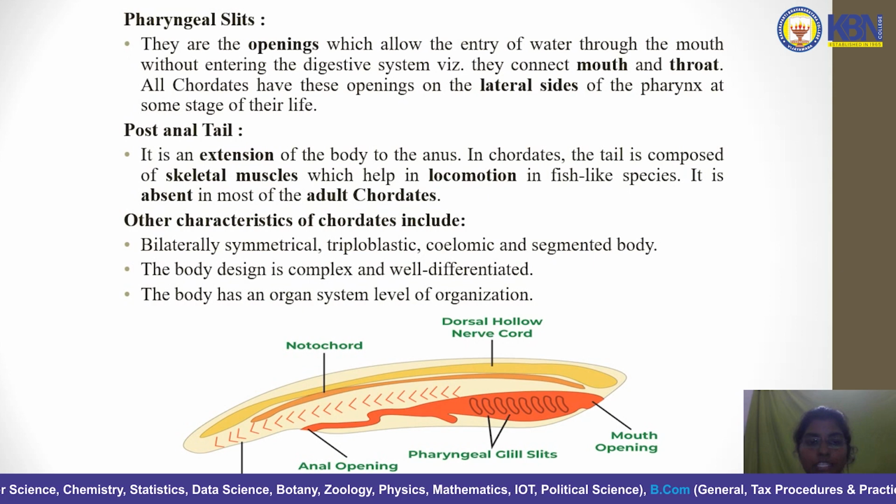Post-anal tail. It is an extension of the body beyond the anus. In chordates, the tail is composed of skeletal muscles which help in locomotion in fish-like species. It is absent in most of the adult chordates. Other characteristics of chordates include bilaterally symmetrical, triploblastic, coelomic and segmented body. The body design is complex and well differentiated. The body has an organ system level of organization.